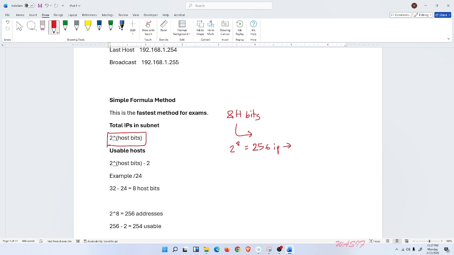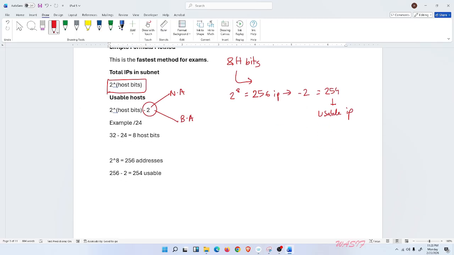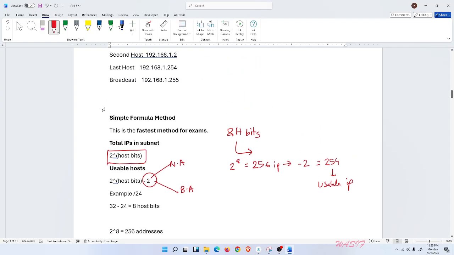But there is a problem. What is the problem? There are 2 addresses that you need to always subtract. So 256 minus 2 is 254 usable IPs. Why usable IP? Just remember, there is a network address and a broadcast address, which we cannot assign to any device. So we will have only 254 usable IP addresses.